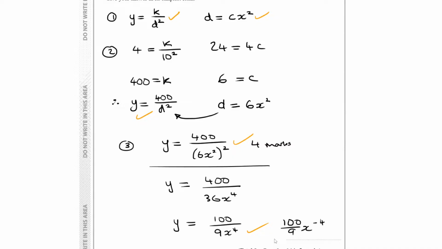Right, let me see. Yeah, that's what I was thinking, is that you subbed in the 6x squared but didn't then square the 6x squared itself, because it is technically d squared, isn't it? Yeah.